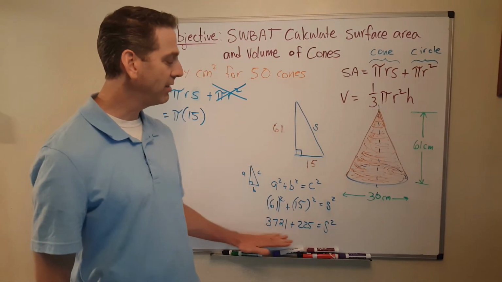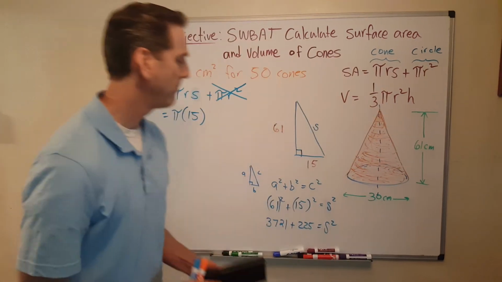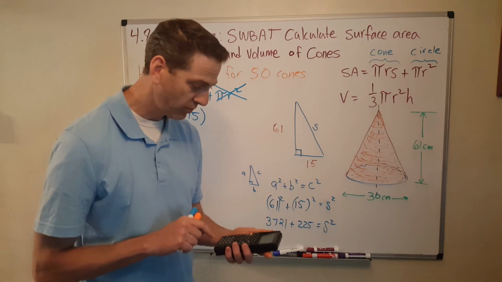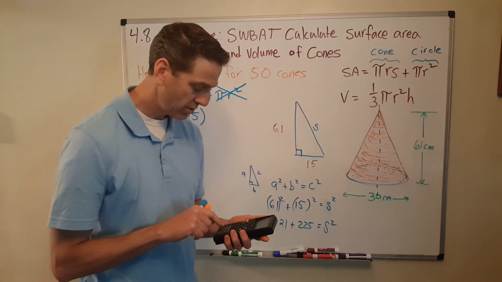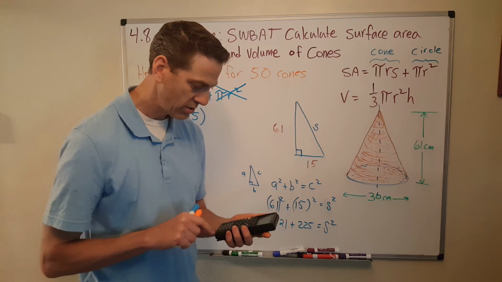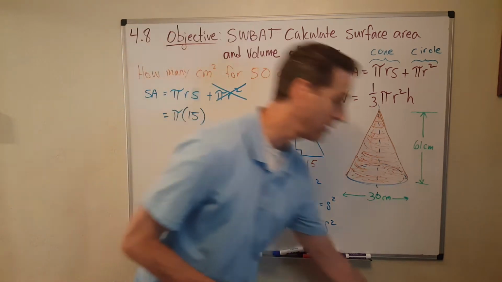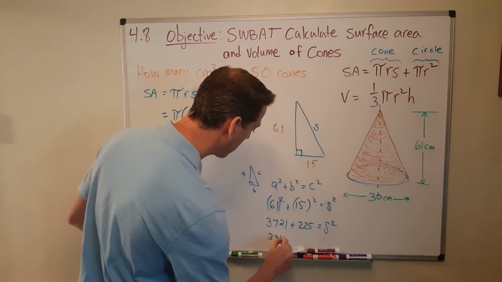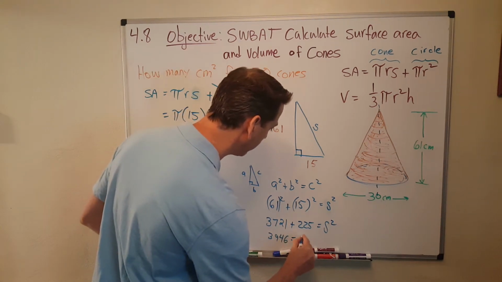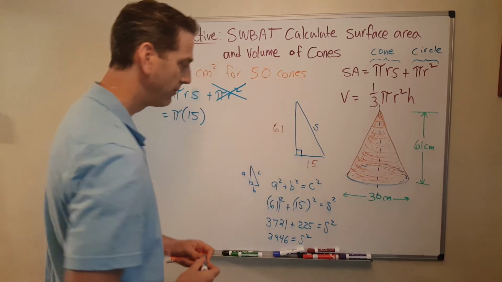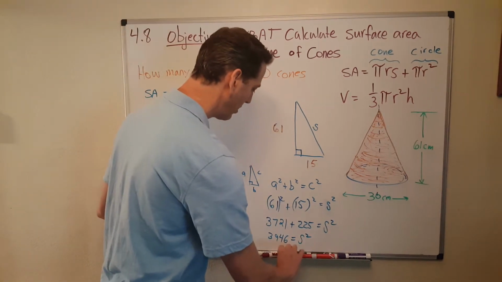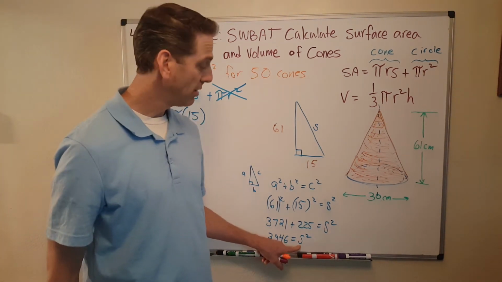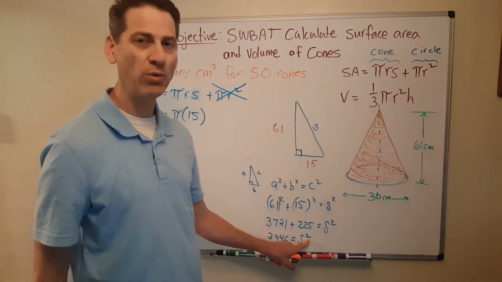Now I just got to add these two numbers up. 3721 plus 225. It's 3946. So I get 3946 equals S squared. All right. Now, I need to solve for S, don't I? The problem is I have that exponent.